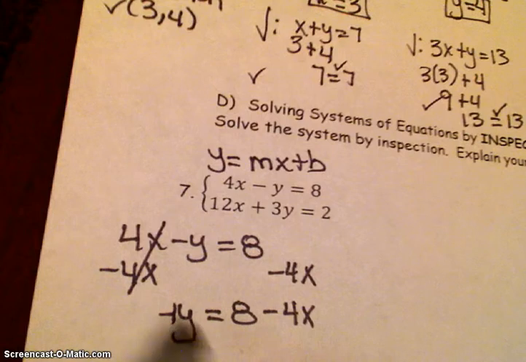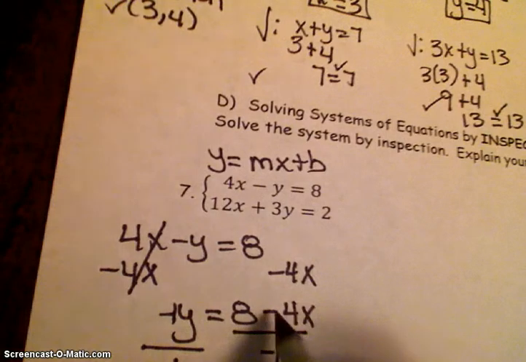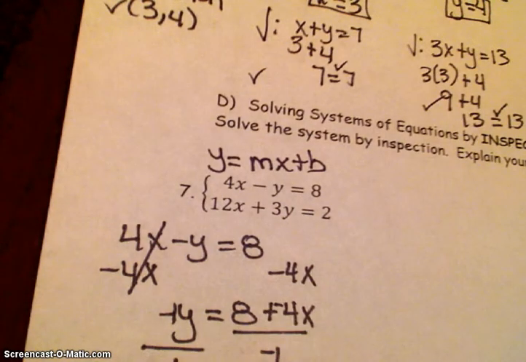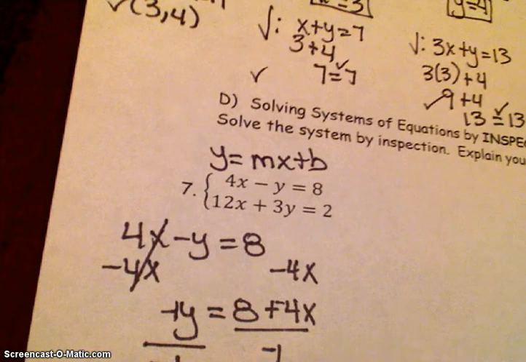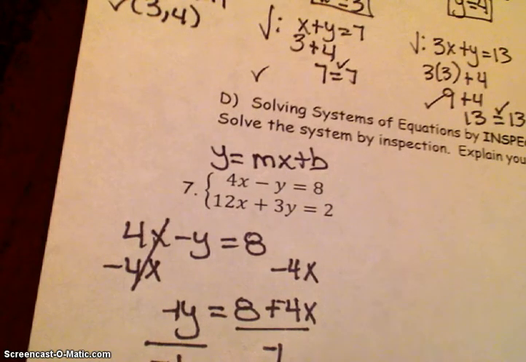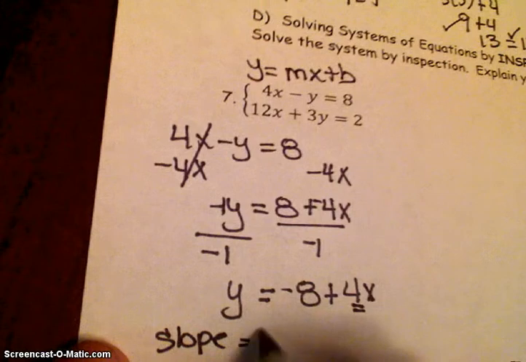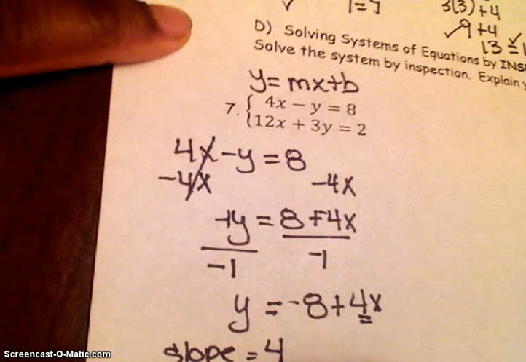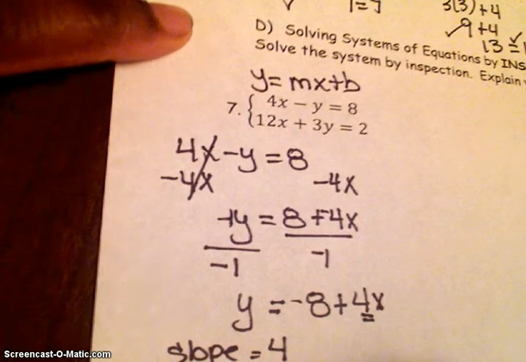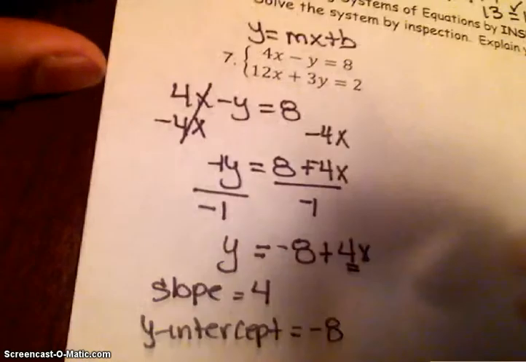When you have a variable by itself, it has a coefficient of 1. So I'm going to divide both sides by negative 1. Before I do that, I'm going to change this to add the opposite. So negative 1 divided by negative 1 is y equals 8 divided by negative 1 is negative 8 plus negative 4 divided by negative 1 is 4x. So I can tell from here my slope is 4. My y-intercept is negative 8.